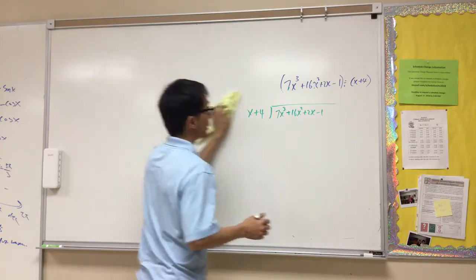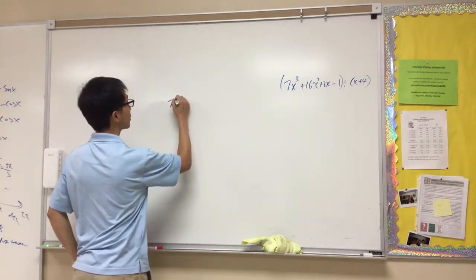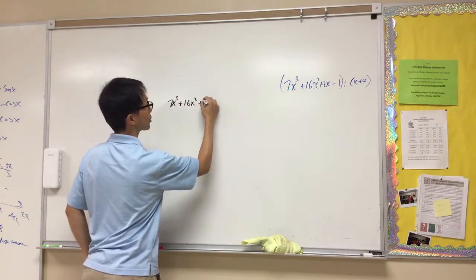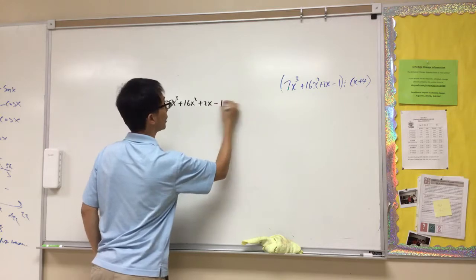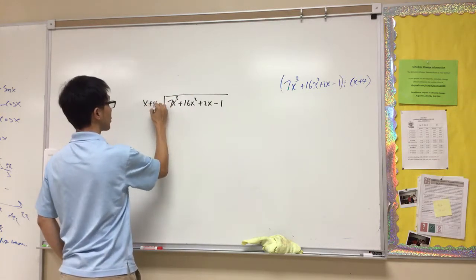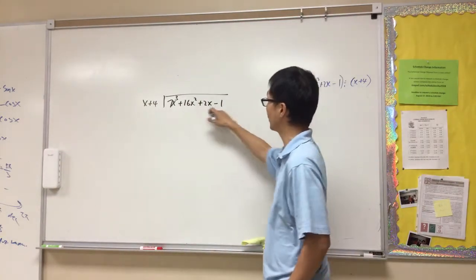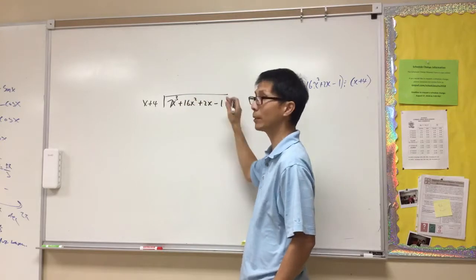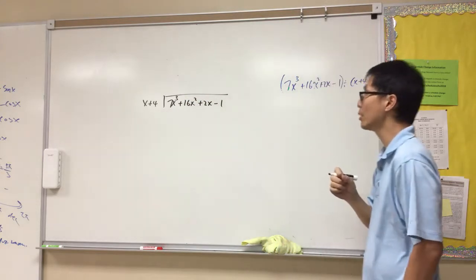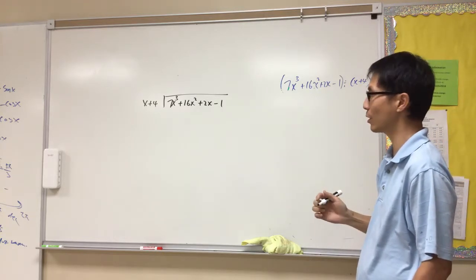So for long division, we're gonna rewrite it here: 7x cubed plus 16x squared plus 2x minus 1, divided by x plus 4. Sometimes there's a skipping term, so you need to have a placeholder. We're gonna talk about placeholders also, but not today. Today we just wanna make sure you get practice subtracting in long division.